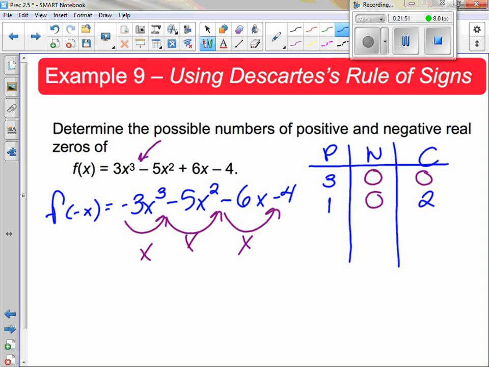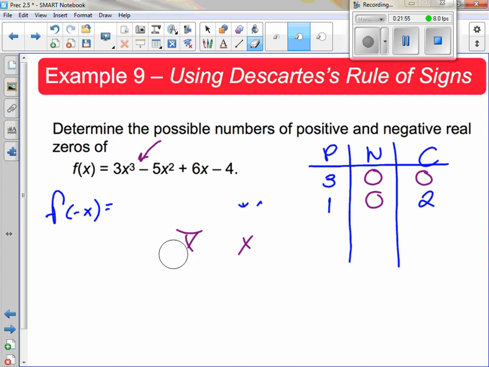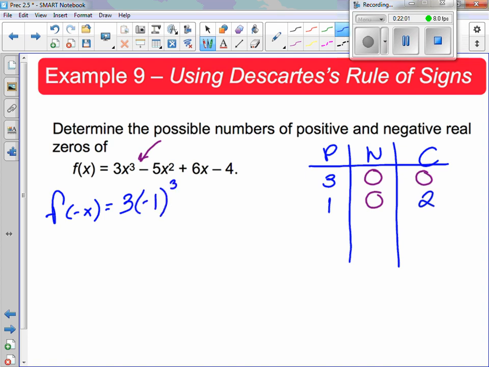We'll look back at this one here. I'm going to write this out. So when we plug -1 in, we're saying 3 times -1 cubed minus 5 times -1 squared plus 6 times -1 minus 4. Negative x, not -1. This would be just negative x.